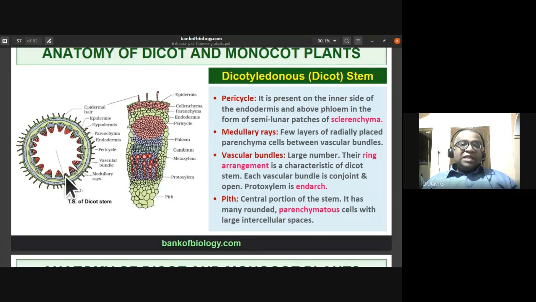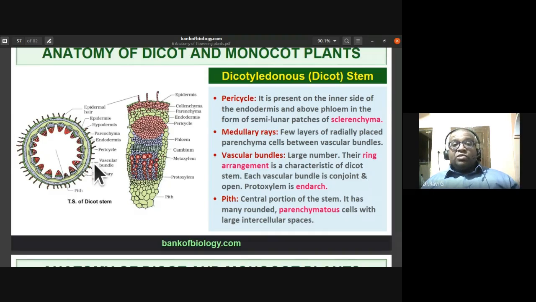So the medullary rays are a few layers of radially placed parenchyma cells between the vascular bundles. Or you can also define it as the pith or medulla which penetrates in between the vascular bundles. We call those layers medullary rays. They are made up of parenchyma cells.